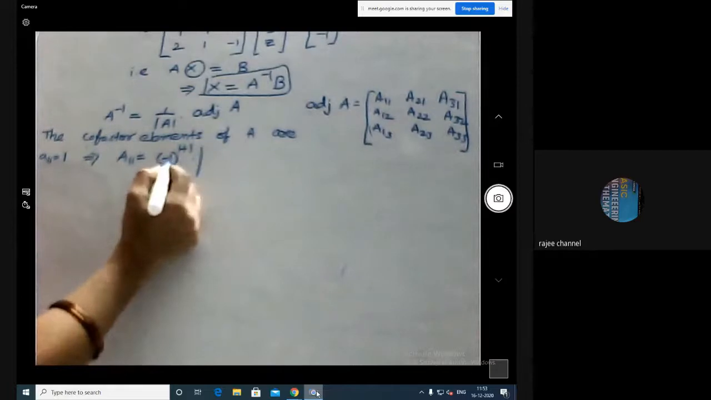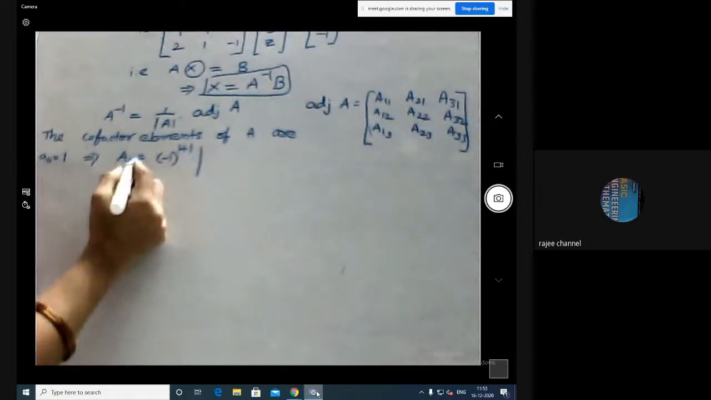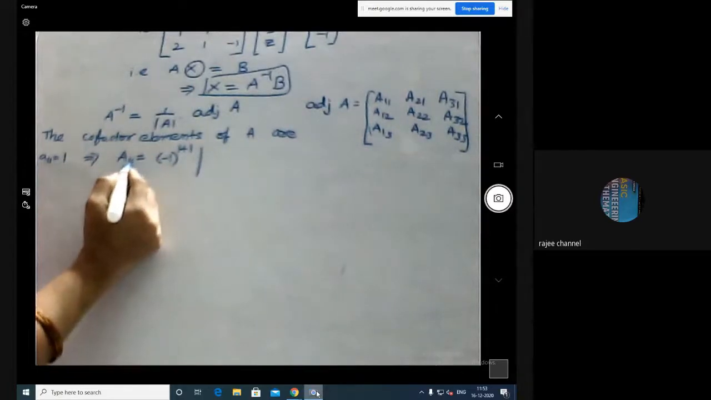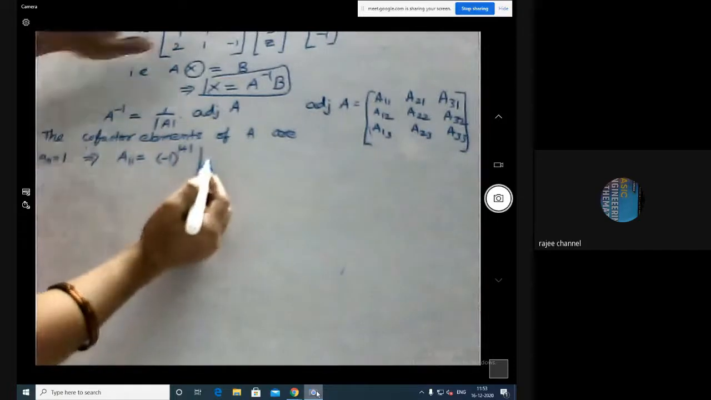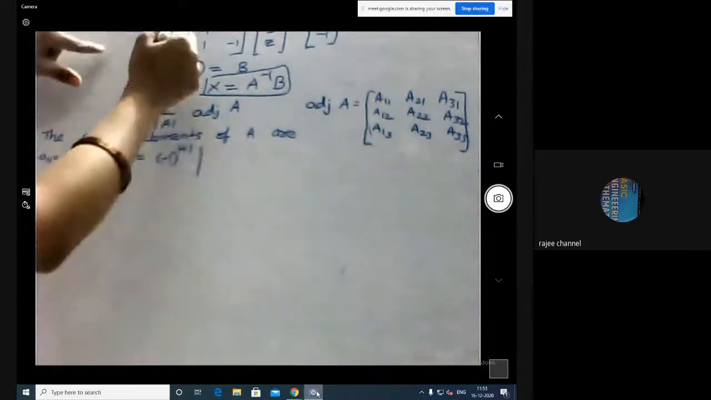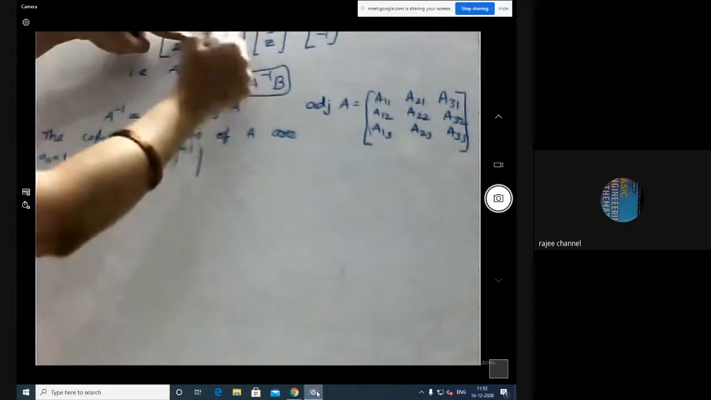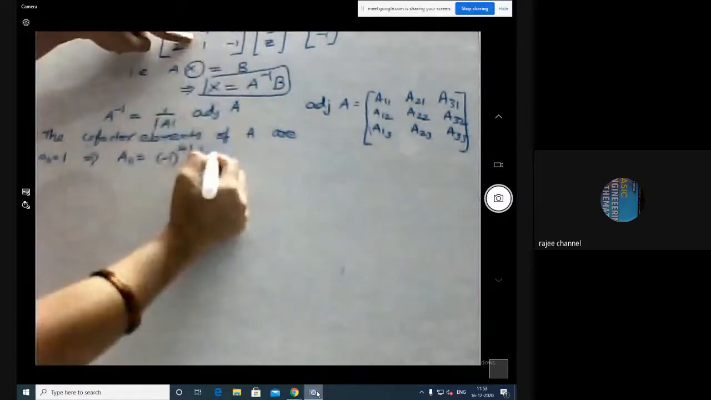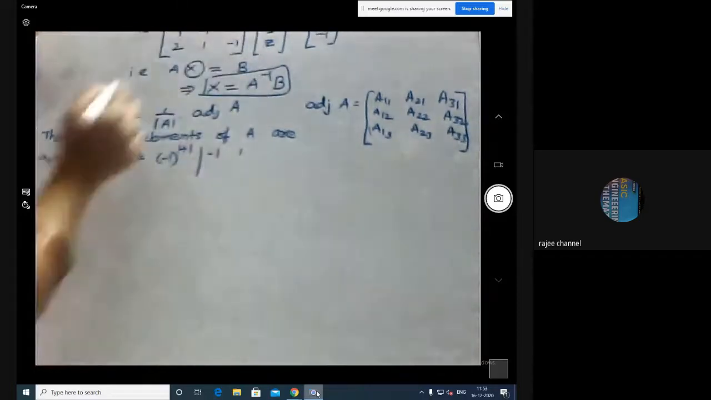The formula is -1 whole to the power of i plus j into capital M11. Capital M11 means the minor value of A11. How do we take it? By removing the first row and first column, we take the determinant of the remaining elements. That is the determinant -1, 1, by removing this row and this column.